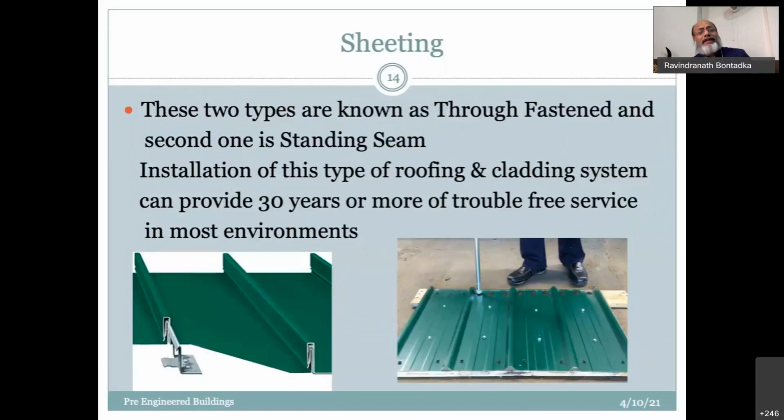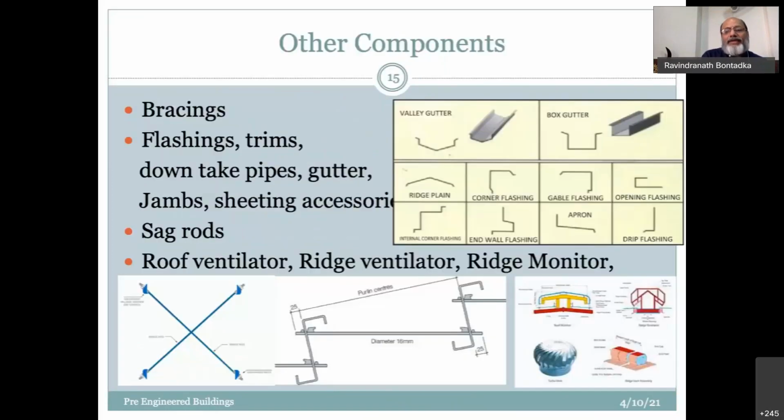As I mentioned, the fixing arrangements can be either through-fastened or standing seam. Through-fastened is where we lap one sheet to another, with the fastening to the purlins, whereas in the standing seam, it's a total length, whatever length you want, you can take depending on the requirement, and these are all made at site only.